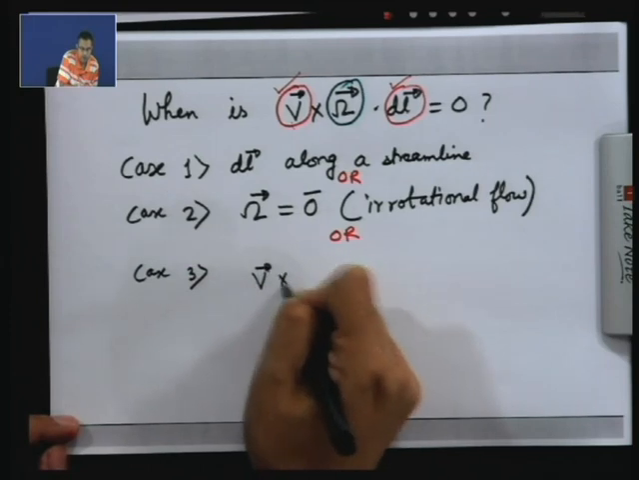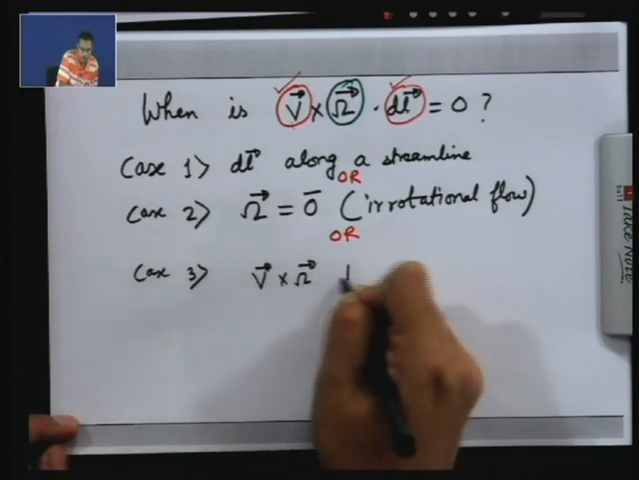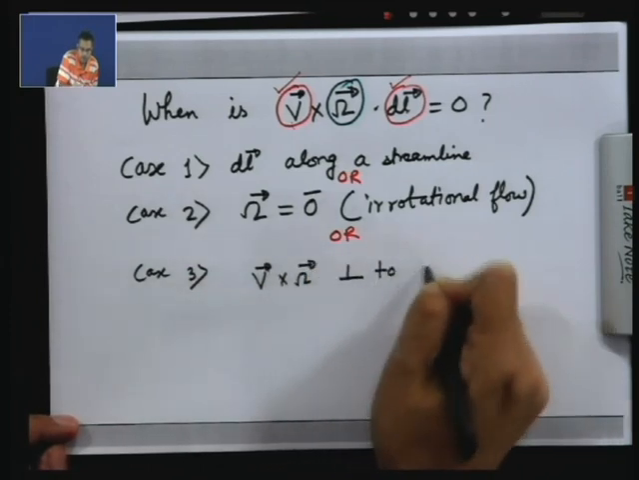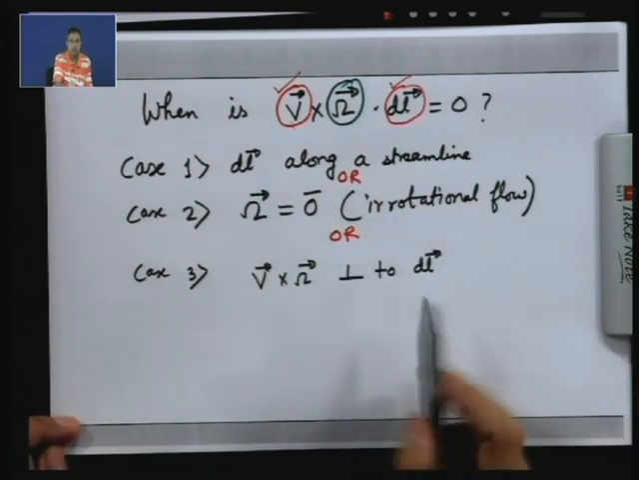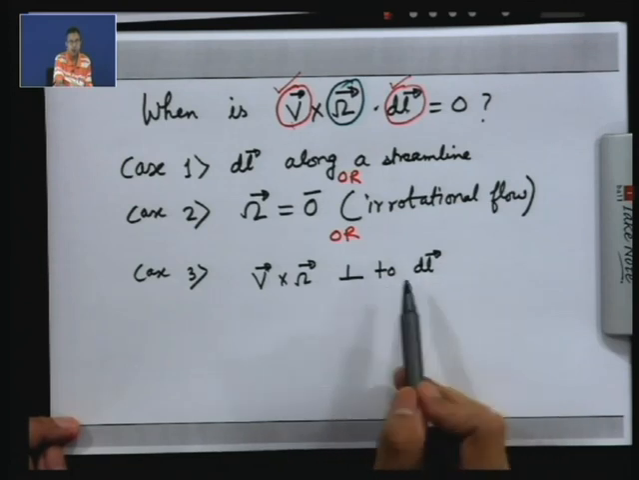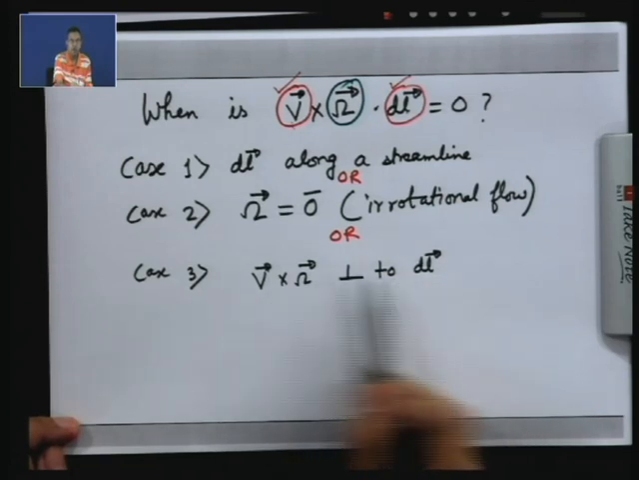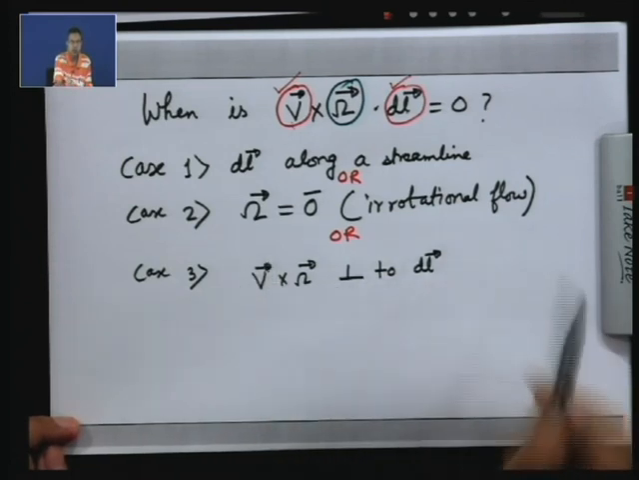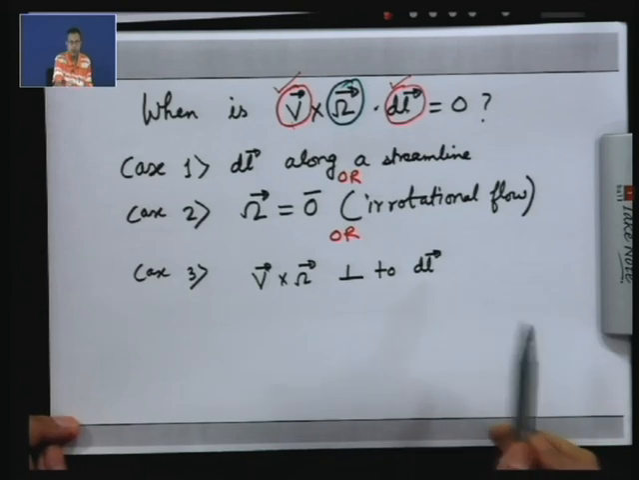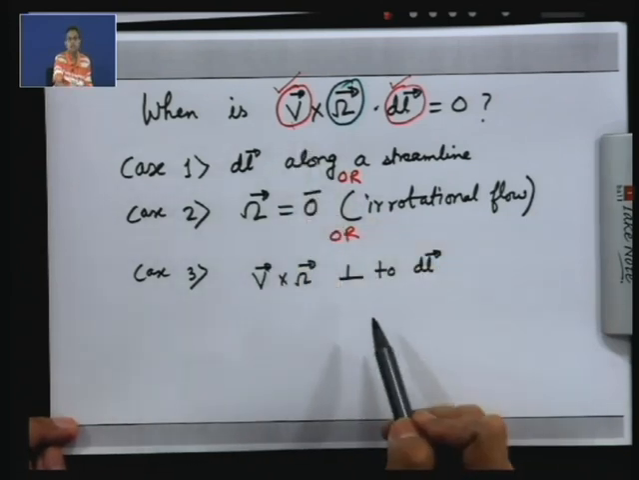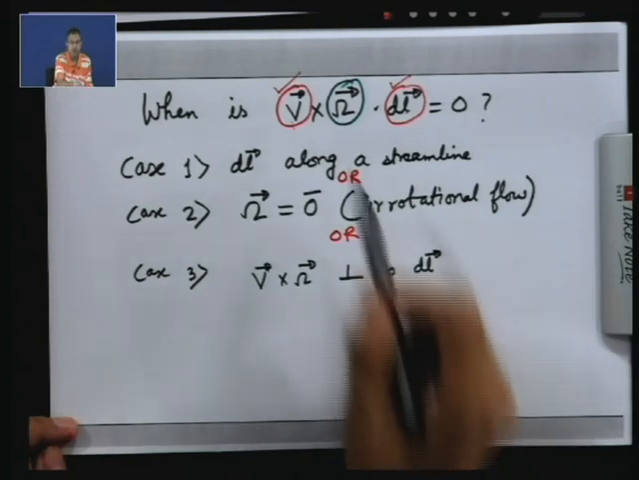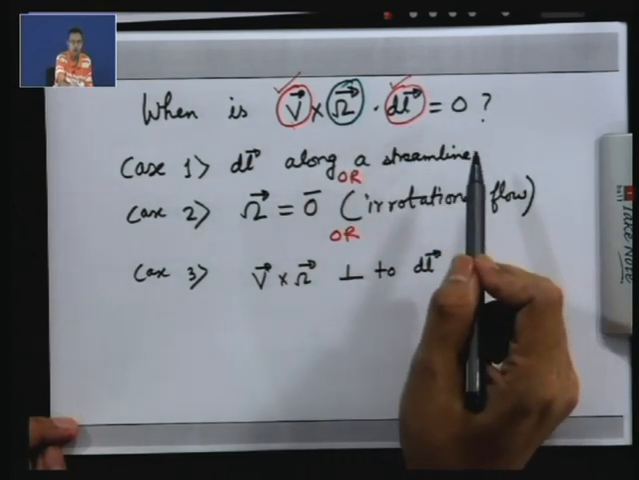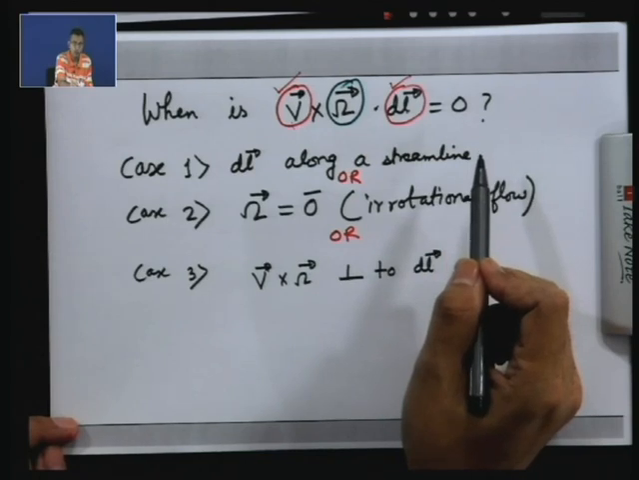V cross omega perpendicular to dl. So, if your line element dl is such that V cross omega is perpendicular to that, then their dot product, V cross omega dot dl, will be equal to 0. So, if any of these 3 cases is possible, then you will have V cross omega dot dl equal to 0.